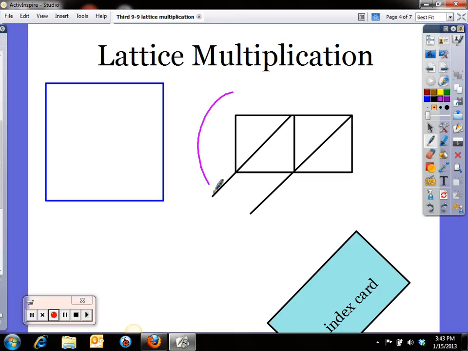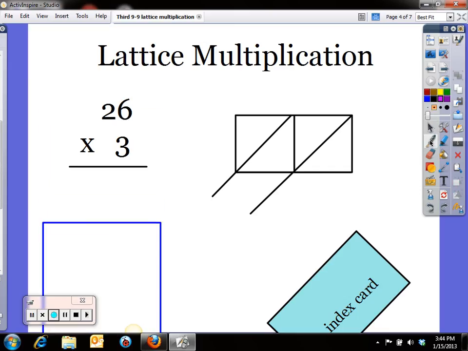And so when we do the lattice method, we're going to use a lattice of our own that's going to help us solve these multi-digit multiplication problems. We're going to do a few problems here. The first one is a 2-digit by 1-digit multiplication problem, and you can see that my lattice here is 2 by 1. Our lattice has to definitely match the size of the numbers in the problem. So my 2 digits go up here, 26 times 3.